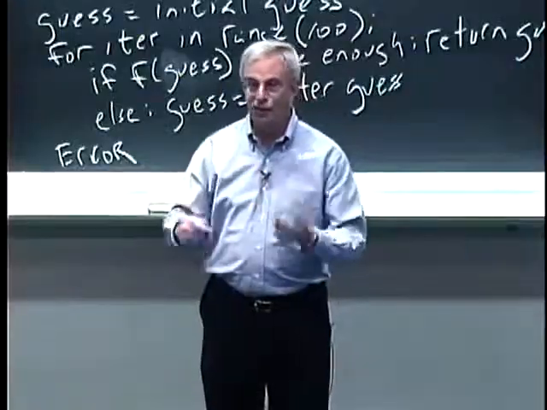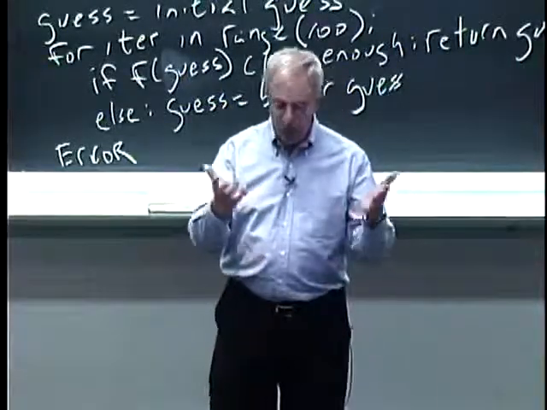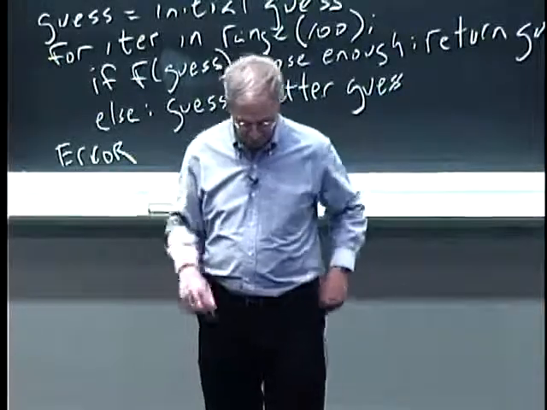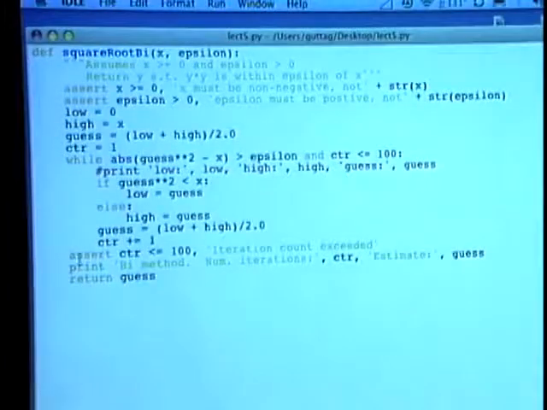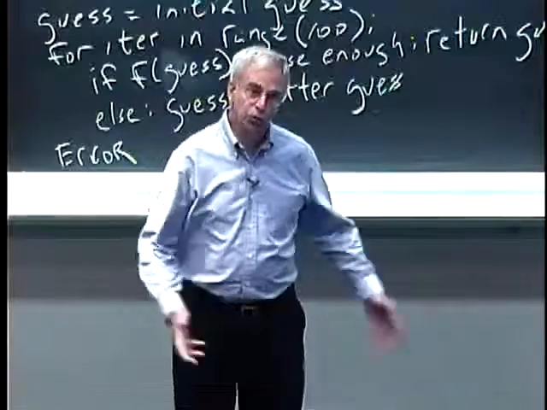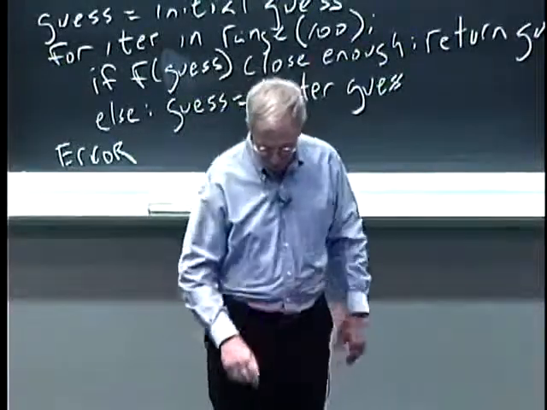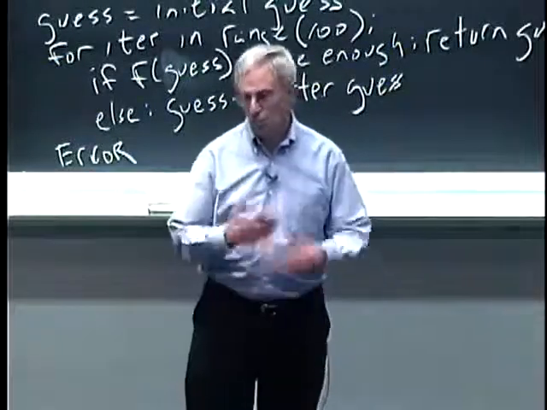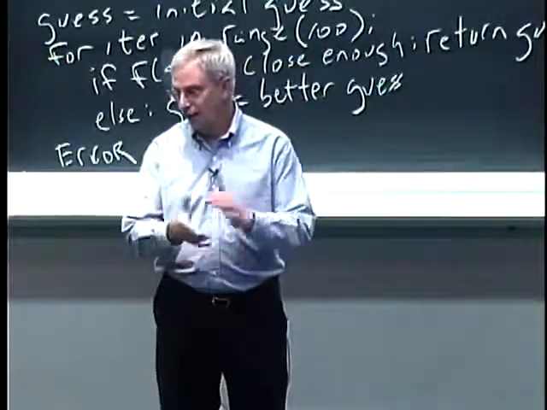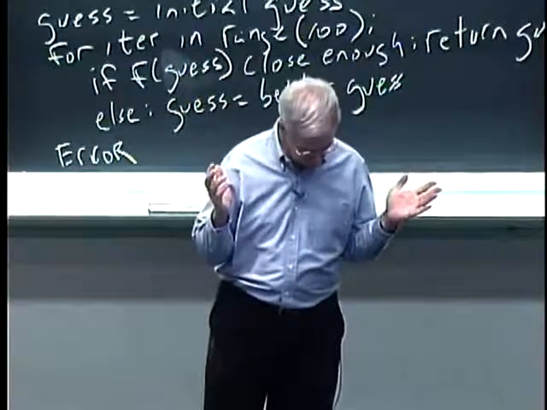In the happy event that eventually I get a good enough guess, you'll see I'll exit the loop. When I exit the loop, I check, did I exit it because I exceeded the counter, i.e. I didn't have a good enough guess? If so, I'll print the message iteration count exceeded. Otherwise, I'll print the result and return it. Now again, if I were writing a square root function to be used in another program, I probably wouldn't bother printing the result and the number of iterations and all of that.